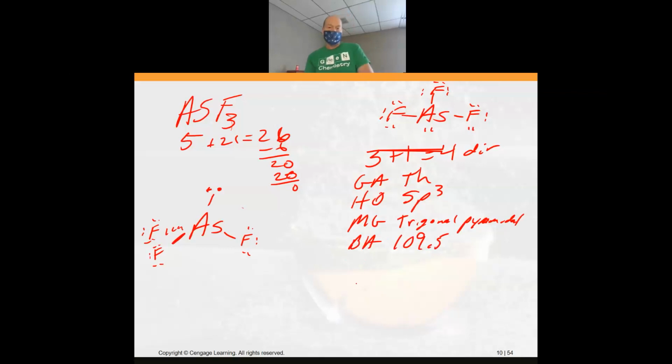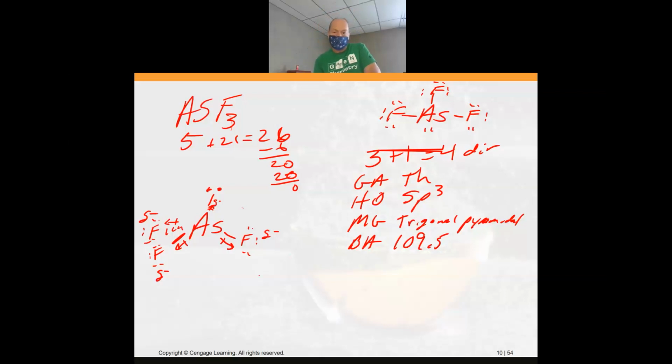109.5 degrees. All right, and so when you're doing your bond dipole, it's very simple when you have F because there is nothing more electronegative than F. And so you point your arrow at the higher electronegative F. Every F will always get a delta minus. Again, when you have an electron pair, it's going to pull the electrons out, but just barely. They are very close to the atom.